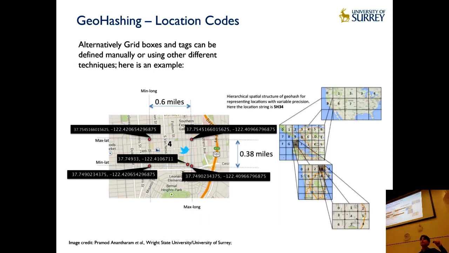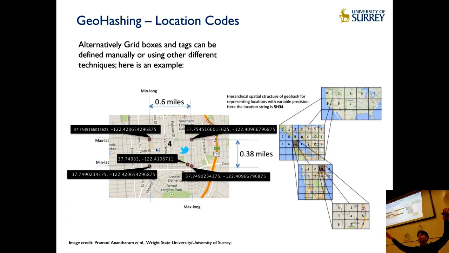Using bit interleaving and this mathematical description with base 32 is not the only way to generate a geohash. This is an example that one of my students did a few years ago. He looked at just Google Maps or OpenStreetMap. This is a map of Palo Alto, San Francisco, I think, yes. And what he did, he took this basically 2D surface.